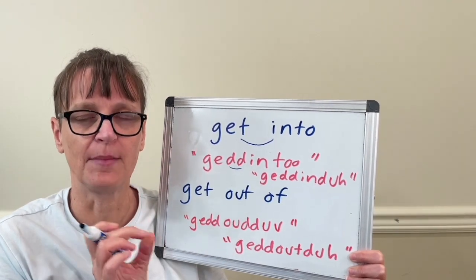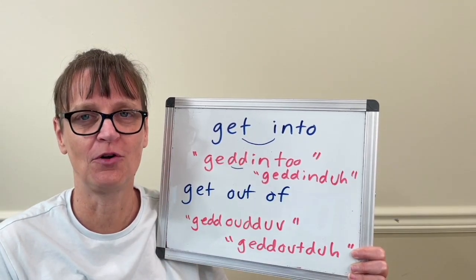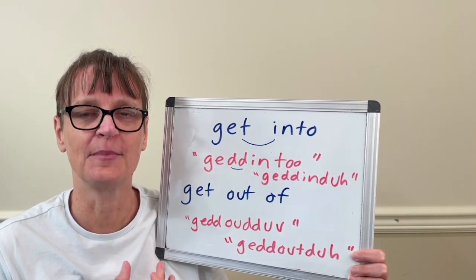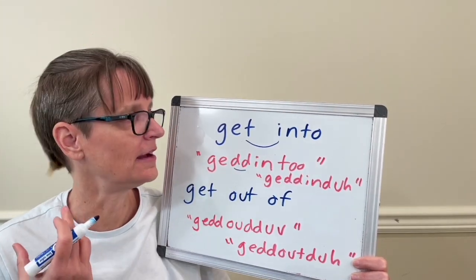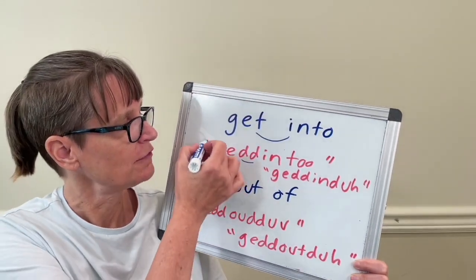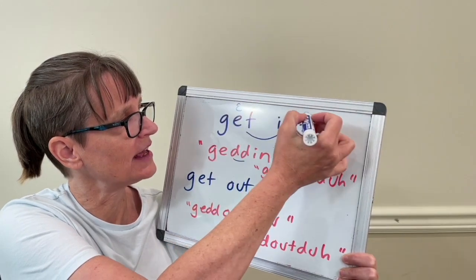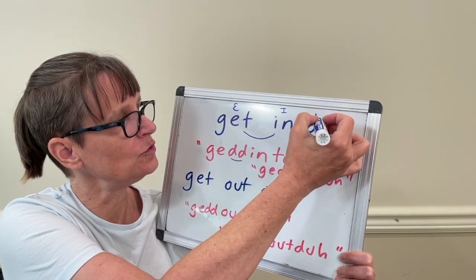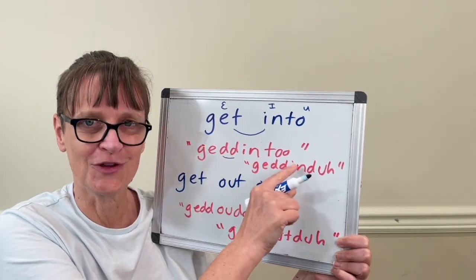It becomes a flap. So naturally, words that end with T, when the next word starts with a vowel, we turn those into a flap. So get it becomes get it. Get into becomes get into. So I've written that here with get into. We have the eh vowel in get, and we have the I vowel and the oo vowel in into. And so I've written that here, get into with the oo vowel.